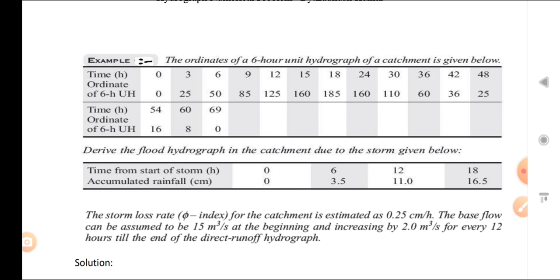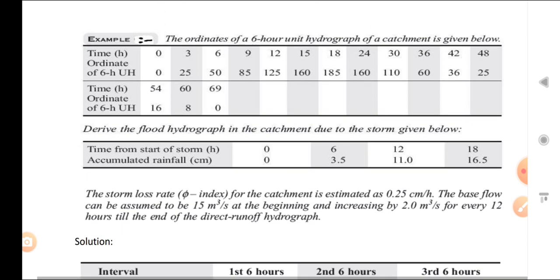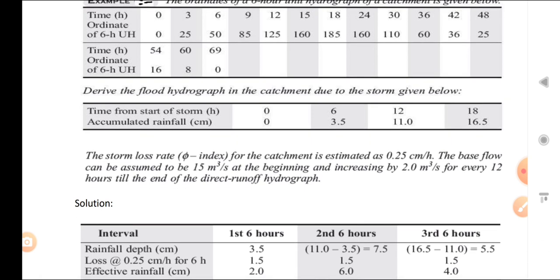So first of all we have to find the incremental rainfall. Also, the storm loss rate, the phi index for the catchment, is estimated at 0.25 centimeter per hour. The base flow can be estimated to be 15 meter cube per second at the beginning, and increasing by 2 meter cube per second for every 12 hours till the end of the direct runoff hydrograph. That means if the base flow at 0 hour is 15, at 12 hours it will increase by 2, so it becomes 17 meter cube per second.